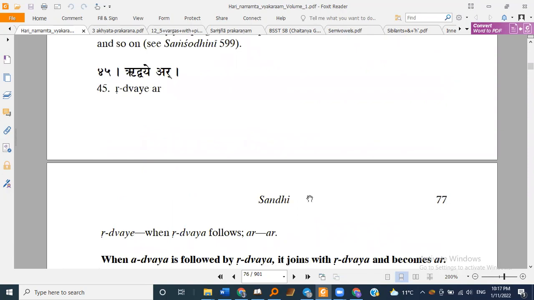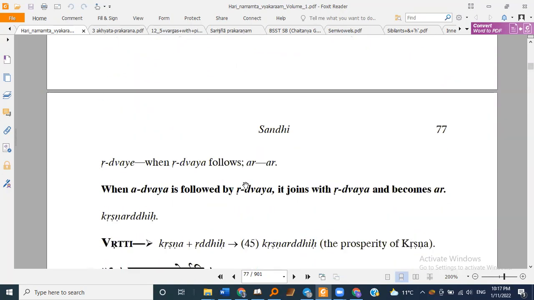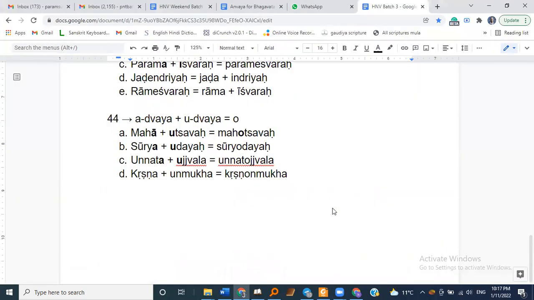Then the next sutra is Hridvai Ar. When Advaya is followed by Hridvaya, it joins with Hridvaya and becomes Ar. For example, Sutra 45: if Advaya is followed by Hridvaya, both of them are replaced by this A and R.